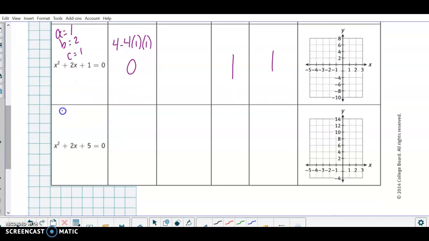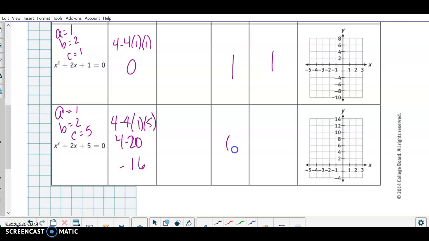And then finally, a is 1, b is 2, and c is 5. So b squared minus 4ac. Well, here I have 4 minus 20, which is a negative 16. And we know that that is not going to be possible. So this is going to have no solutions. This one is going to cross way up here and go up like this.